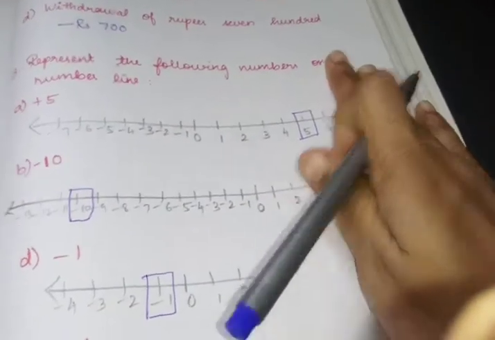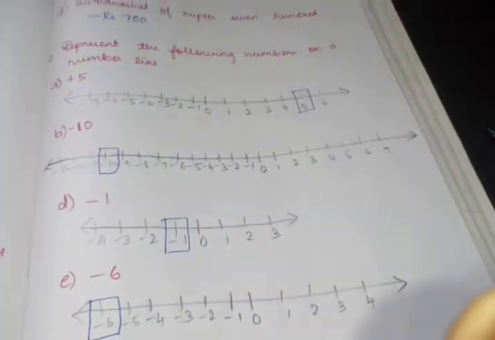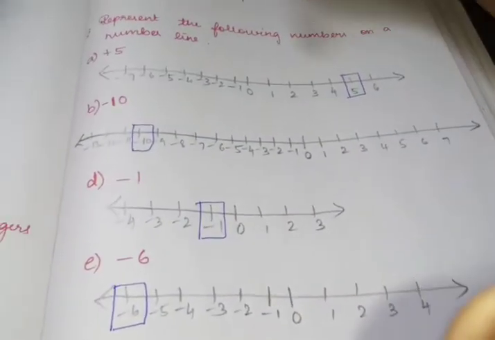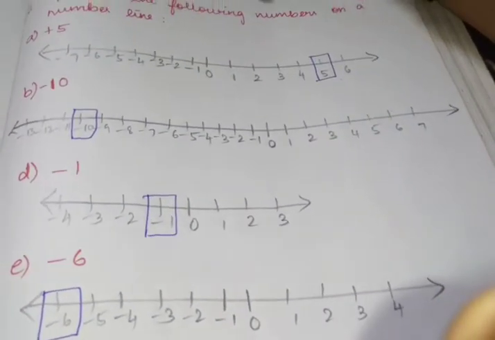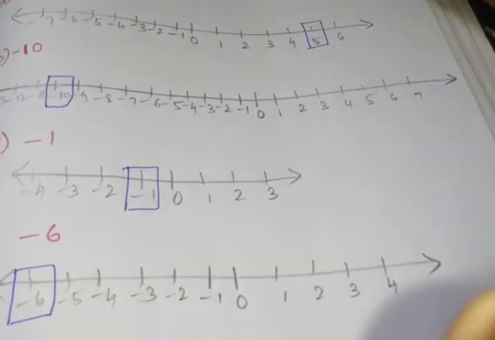Did you understand? First you should draw the number line. Positive means you should mark it on the right side. Negative means you should write it on your left side. In this you have a few problems as your homework. Okay, it is easy, children.